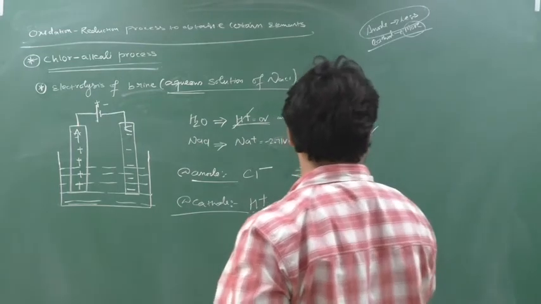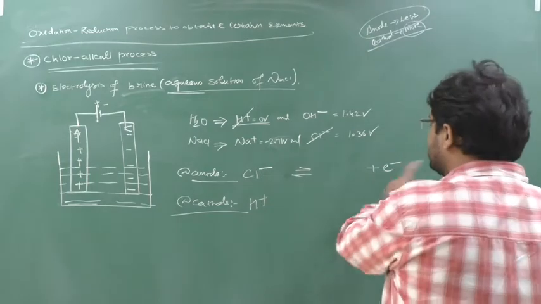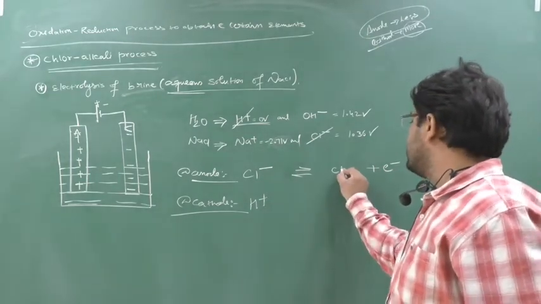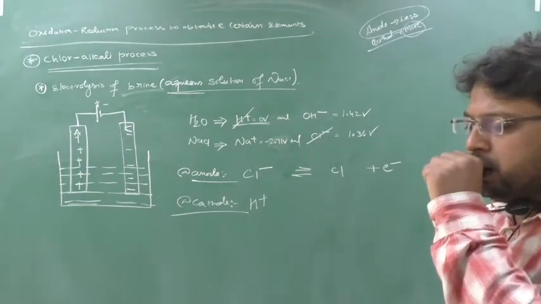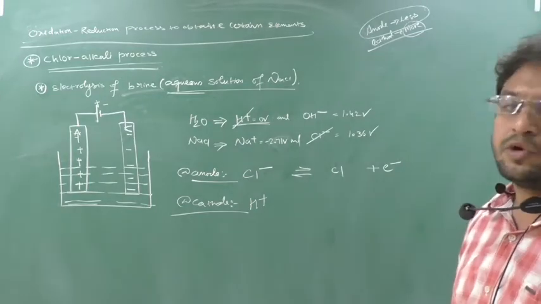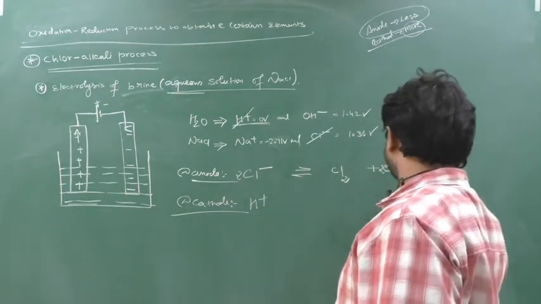At the anode, oxidation means loss of electron. So it has gained one electron, now it is losing one electron. So Cl minus will lose an electron and convert into Cl. But we know fluorine, chlorine, bromine, iodine are all diatomic molecules. They cannot exist as monatomic molecules. So they will form Cl2. So 2 here, 2 here.